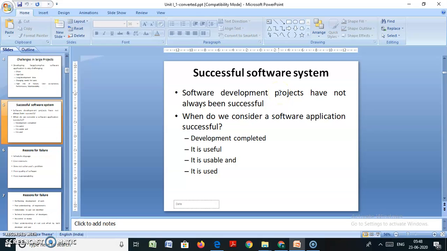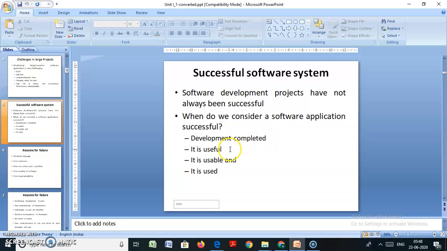Next, successful software system. When do we call a software system successful? Based on these criteria, we say the systems are completed successfully. First one is development completed. If we can develop the software systems within the time, then the system is called a successful system.